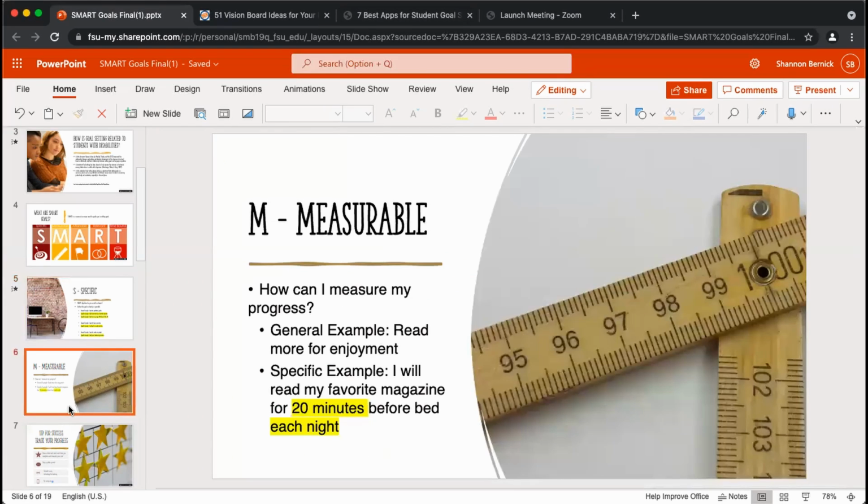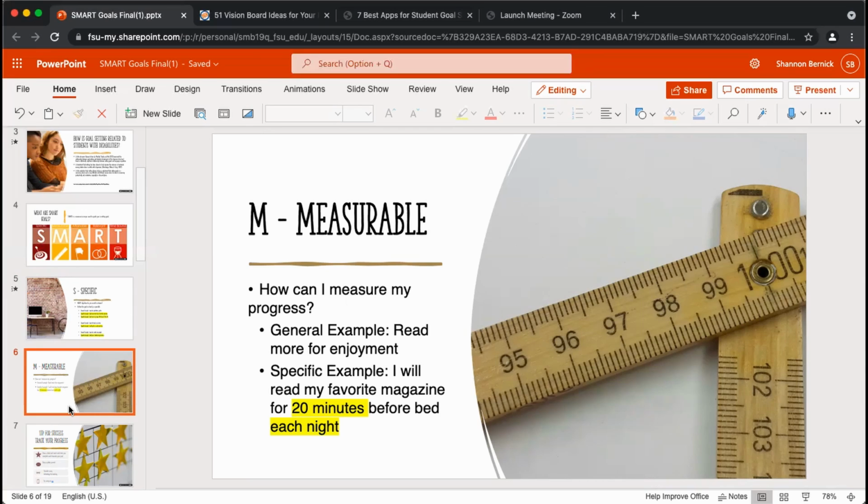Next is the M, which we talked about stands for measurable. And measurable is simply, how can I track or measure my progress? So, how do I know if I'm advancing towards my goal or if I'm just kind of staying where I am or perhaps even regressing?